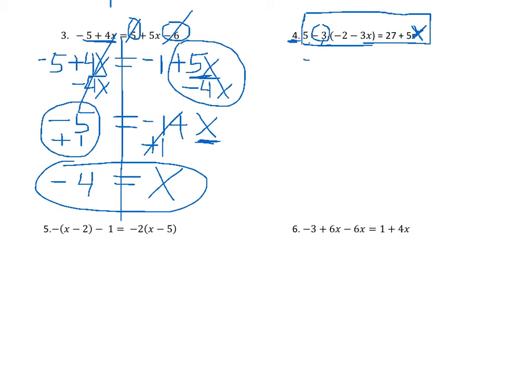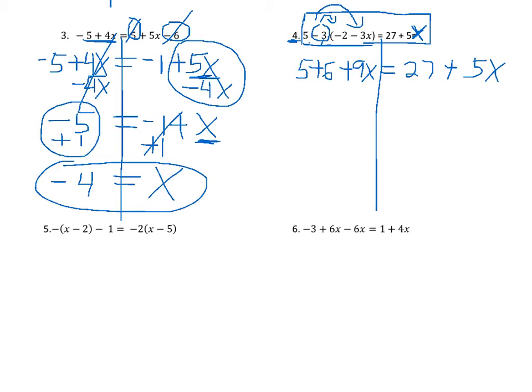I'm just going to bring this 5 down. And then, okay, I'll draw the line down. Then I'm going to distribute the negative 3. So negative 3 times negative 2, the two negatives cancel out, and it's plus 6. And then the negative 3 times negative 3x. Again, the negatives cancel out, and that's going to give me plus 9x. Okay, and the right side, I have 27 plus 5x.